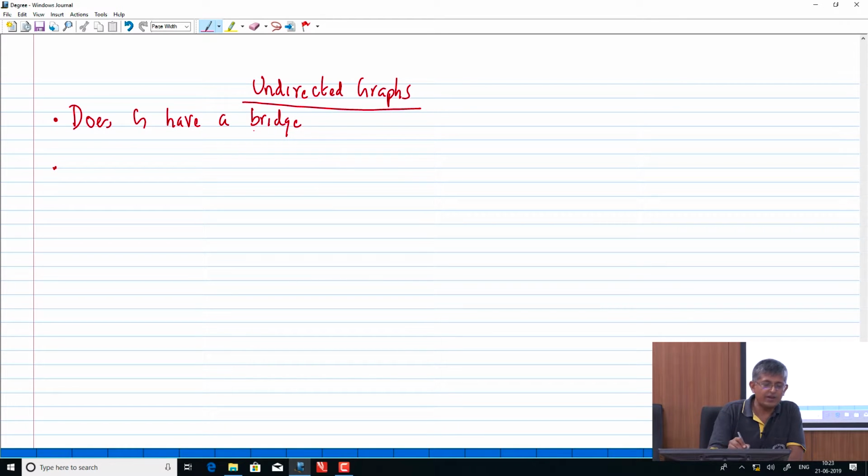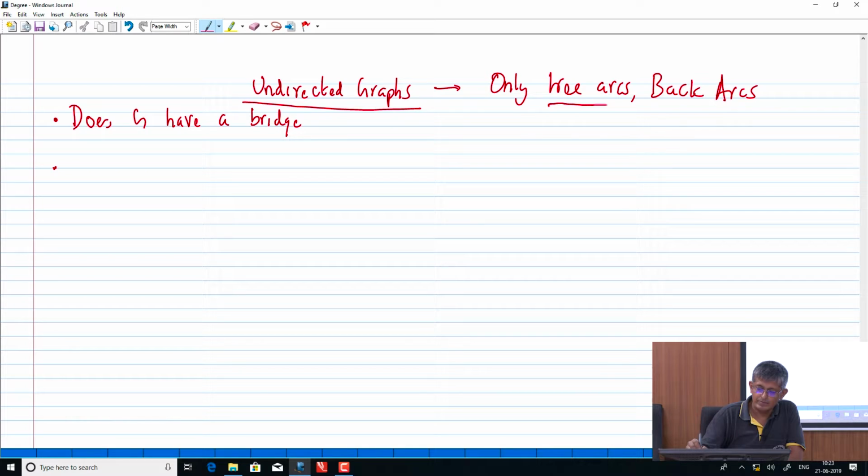So, before we define a bridge, let us observe that for undirected graphs, you have only tree arcs and back arcs. You will never have a forward arc or a cross arc. Let us write down the logical reason.